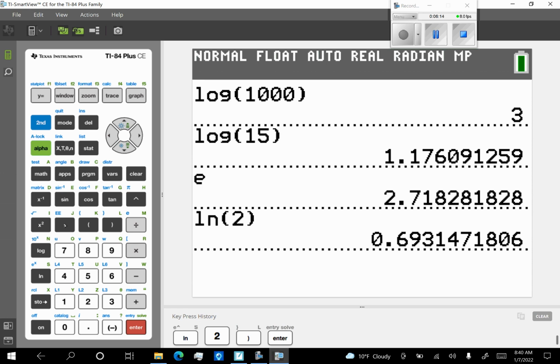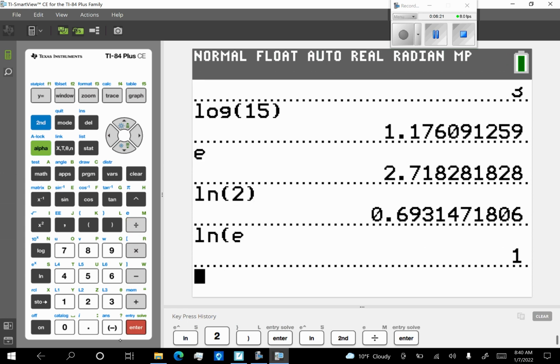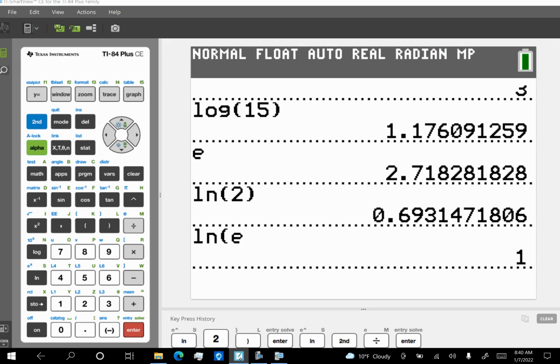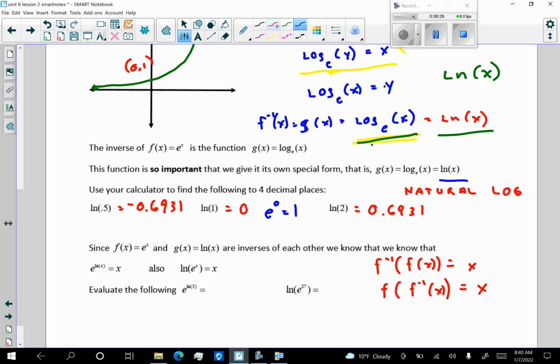Hey, what is ln of e? Oh, that's that, and that makes sense. So ln of e, and we're going to write this one down here. Ln of e does equal 1. Why? Because the base here is e. E to the 1 is equal to e. So this is going to be a very important statement. Ln of e is equal to 1. We're going to be using that a lot.